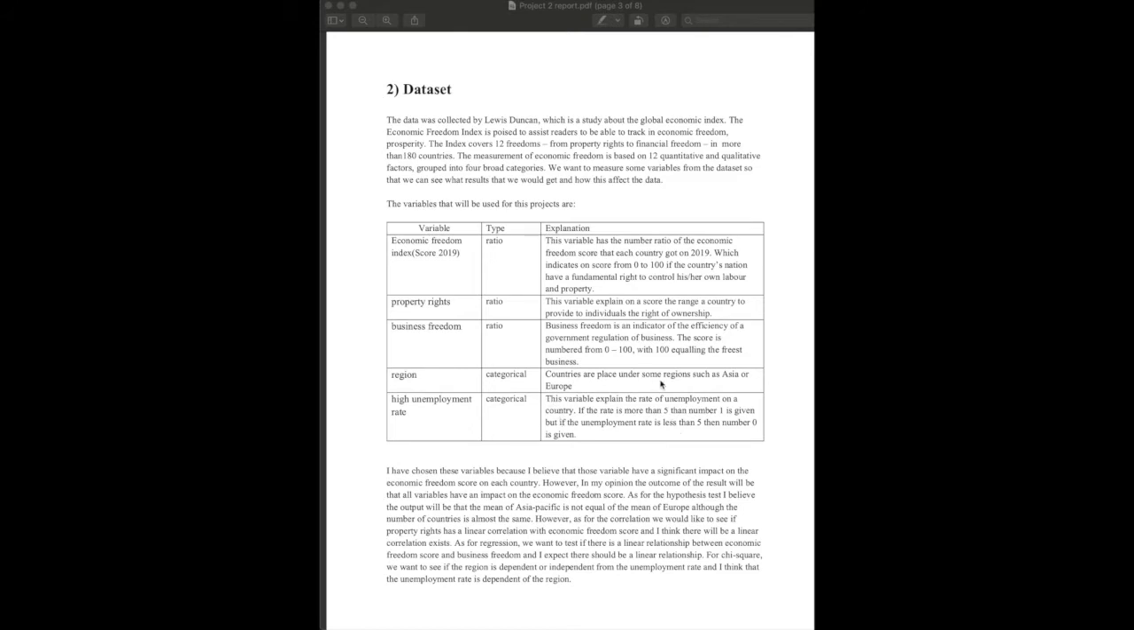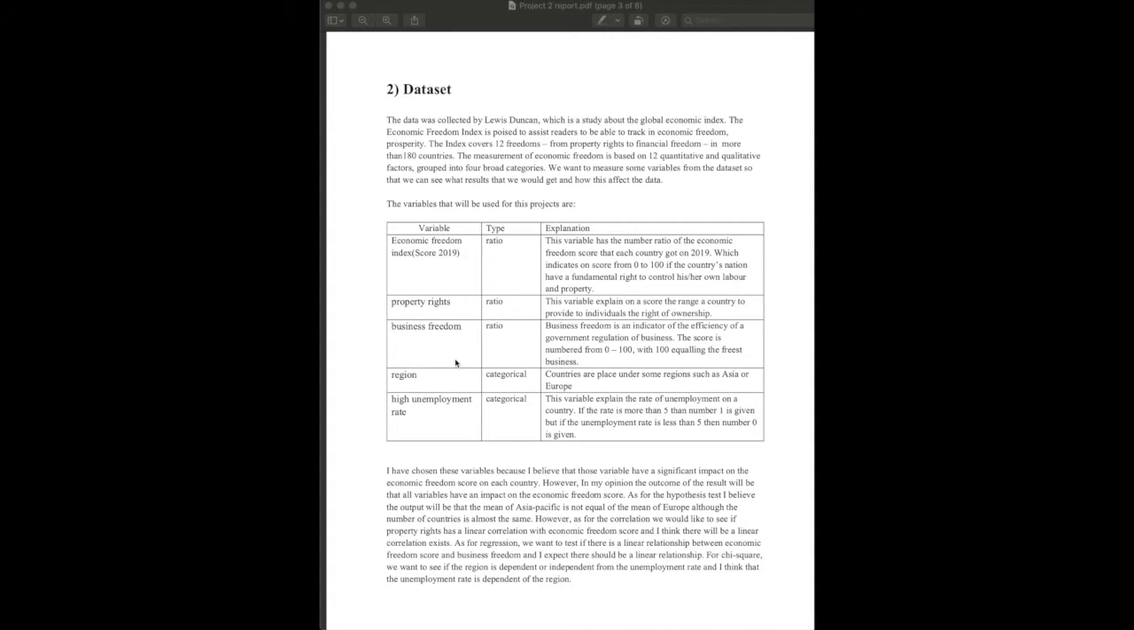ownership. And the third variable is business freedom. Business freedom is an indicator of the efficiency of government regulation of business, and it's also on a score from 0 to 100, with 100 equaling the freest business.